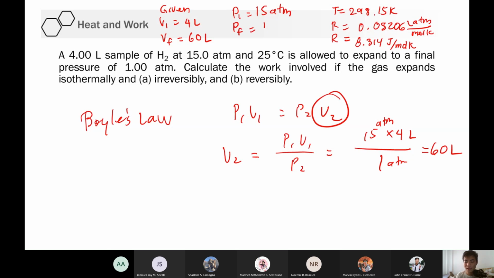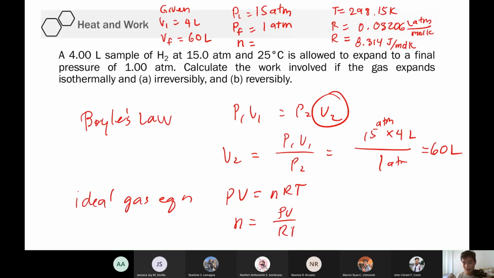Para kunin ang mole ng gas, ang ginagamit ay ideal gas equation. Naalala nyo pa ba? PV equals nRT. Hanapin mo yung n. So, that's PV over RT. Ito yung possible na question sa atin. Ano yung gagamitin ko ng PV?